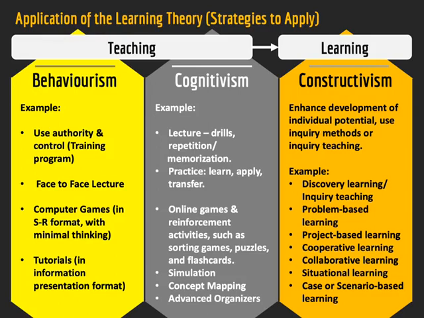Whereas among the examples of the application of the cognitivism learning theory are lectures that involve drills or repetition that encourage memorization, practice that requires the learners to learn, apply, and transfer that particular knowledge, online games and reinforcement activities such as sorting games, puzzles, and flashcards, simulation, concept mapping, and advanced organizers.